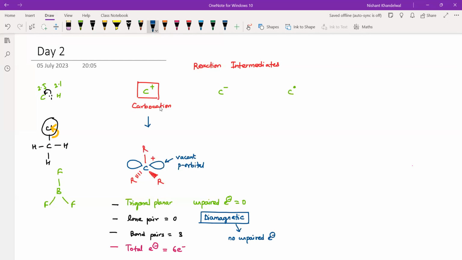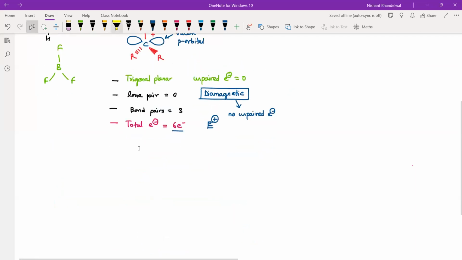Okay. So these are a few things, and it is an electrophile. It is E plus. Why? Because there is a shortage of electrons. 2 electrons are short. There are only 6 electrons. And all these reaction intermediates are unstable. These are short-lived species. So these are very unstable. So this is basically about carbocation, how carbocation looks.